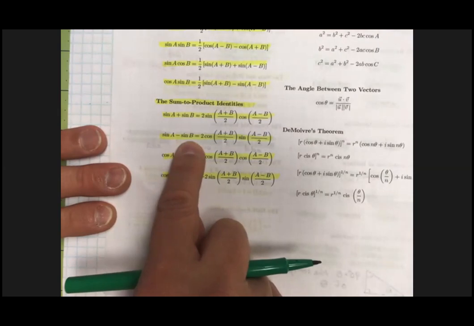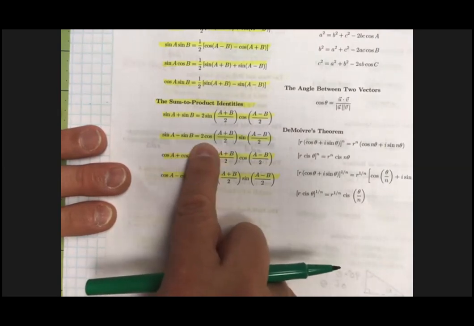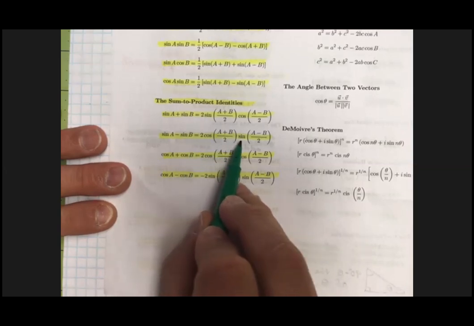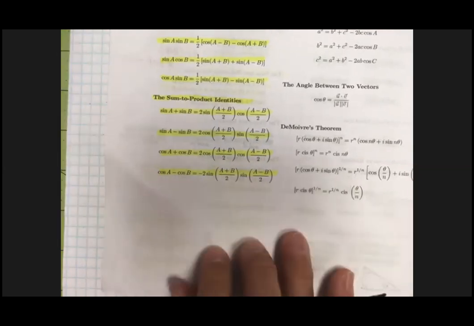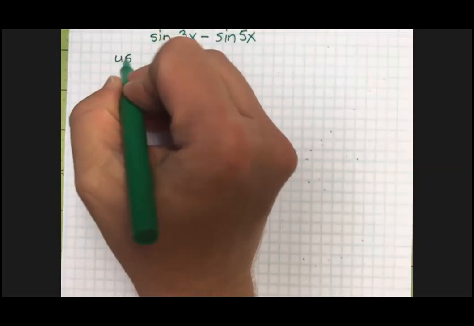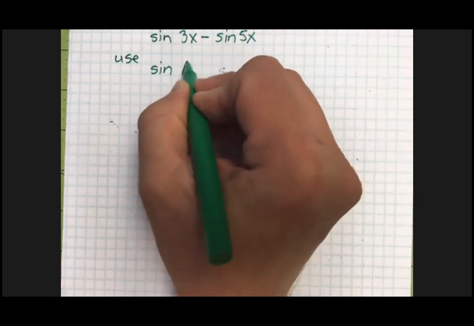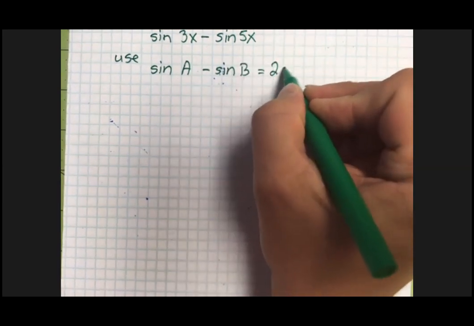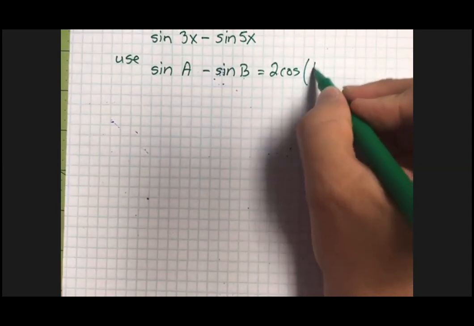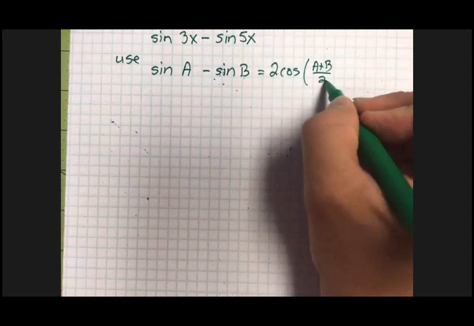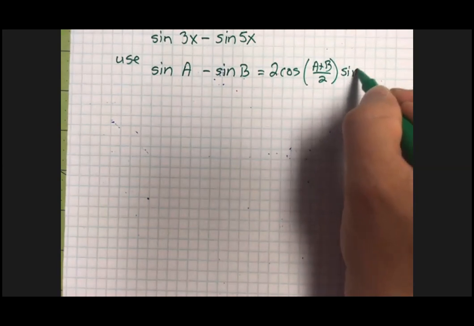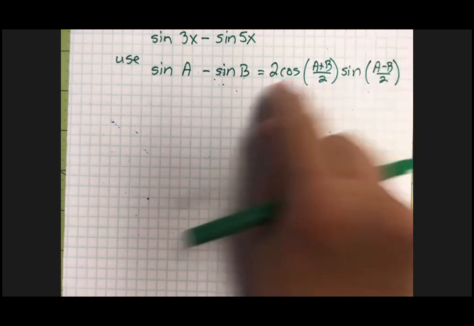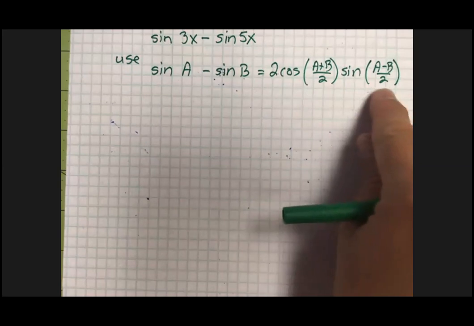So you look among the sum to product identities for sine minus sine. Oh, here's sine A minus sine B. And they say, do this. Take the 2 times the cosine of A plus B over 2 times the sine of A minus B over 2. So I'm going to use this identity. Sine of A minus sine B is 2 times the cosine of A plus B over 2 times the sine of A minus B over 2. And let's see if the graph of this matches the graph of this.